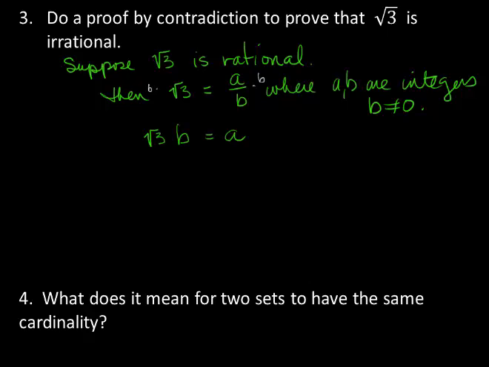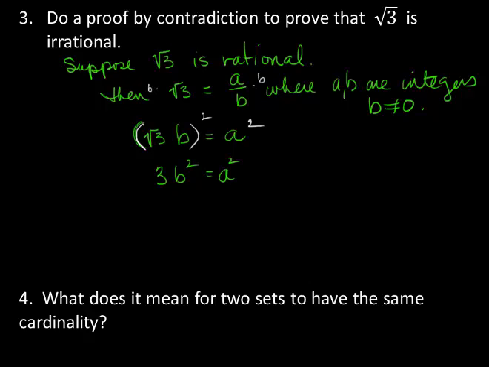Well, I don't like radicals either, and you know that radical 3 squared is 3. So squaring both sides might be a good idea. You could have done that first. You could have squared both sides. I'll show you that too. So I'm squaring it here, in which case I get the square root of 3 squared is 3, so 3 b squared is equal to a squared.